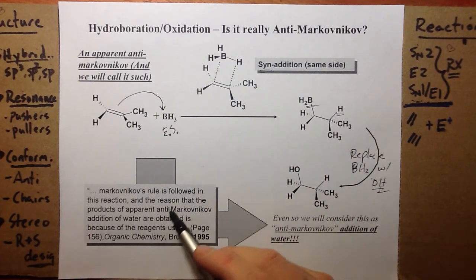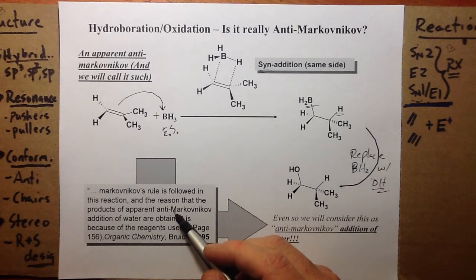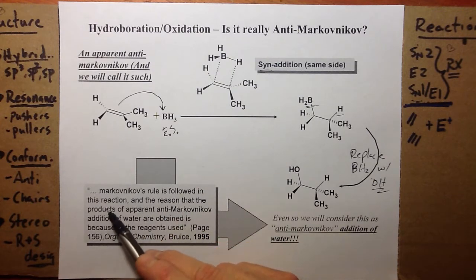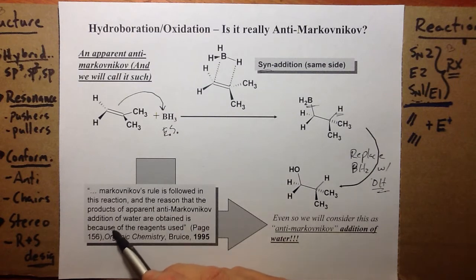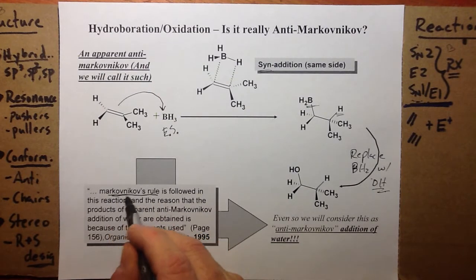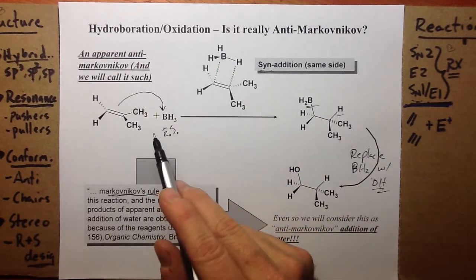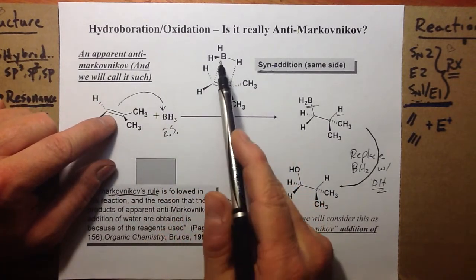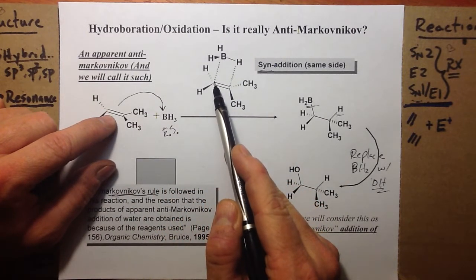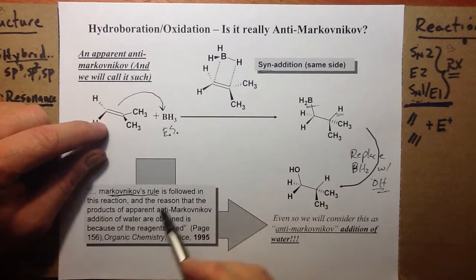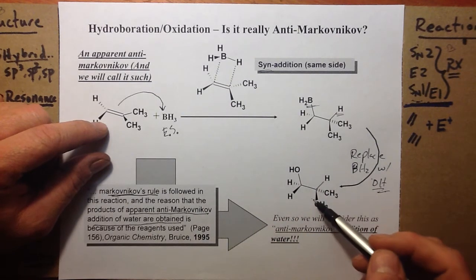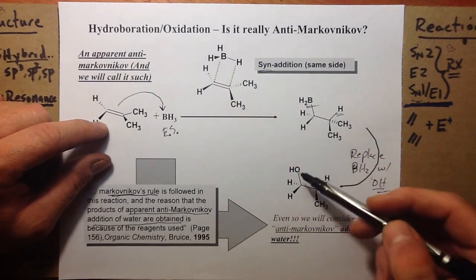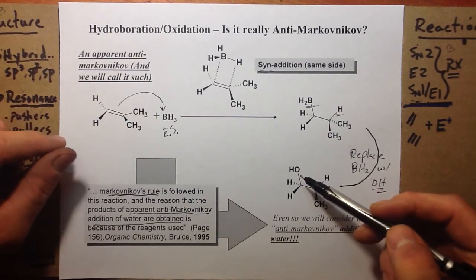So in the notes from Paula Bruce, her organic chemistry textbook, she says Markovnikov's rule is followed in this reaction, and the reason the products of apparent anti-Markovnikov addition of water are obtained is because of the reagents used. So she even mentions that if you look at the reaction mechanism, it's still following Markovnikov's rule. The boron is going to the carbon with the most hydrogens, but it's just an apparent anti-Markovnikov addition of water because of what we see in the end. The boron is replaced with the OH. I think that's good to remember.